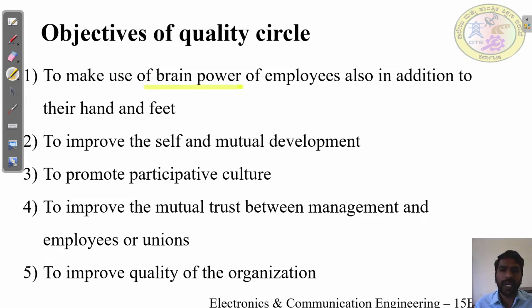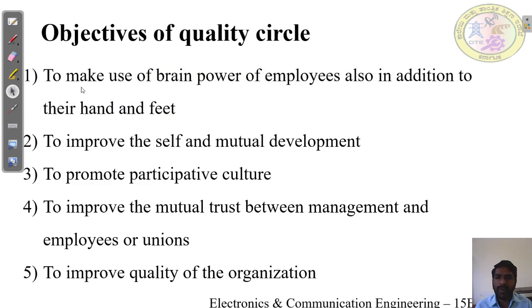To make use of the brain power of the employees, in addition to their hands and feet. Employees usually work only with their hands and feet; they want to improve their brain. How will they assign work to the brain? Employees come together, analyze the process, list out the problems existing in this process, and find the solution. Finding the solution to the problem is the work given to the brain. So that's called brain power, or you can say the employees' brain power is utilized in a quality circle.